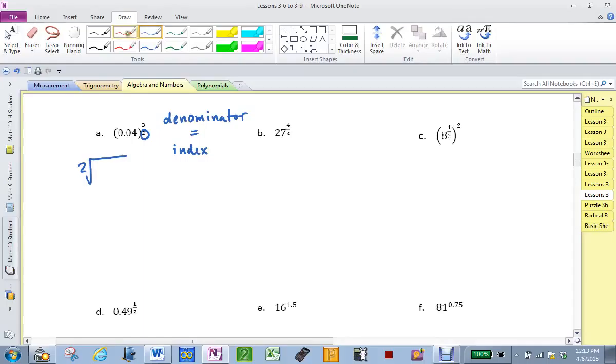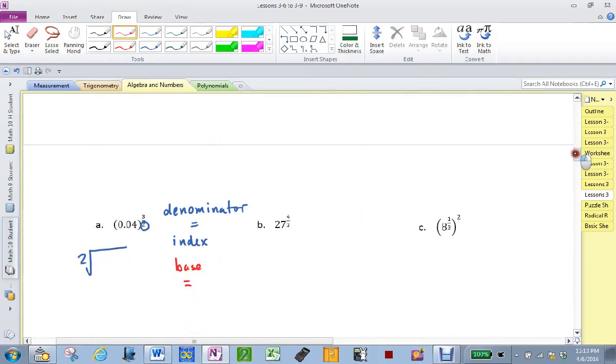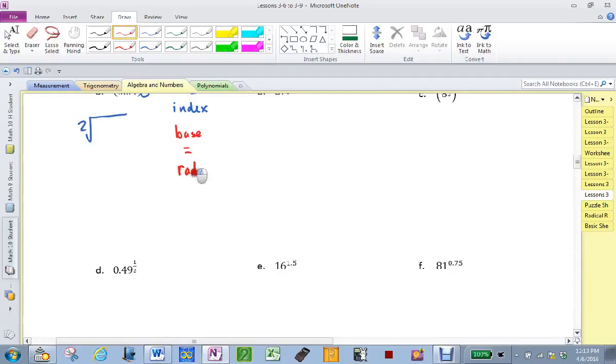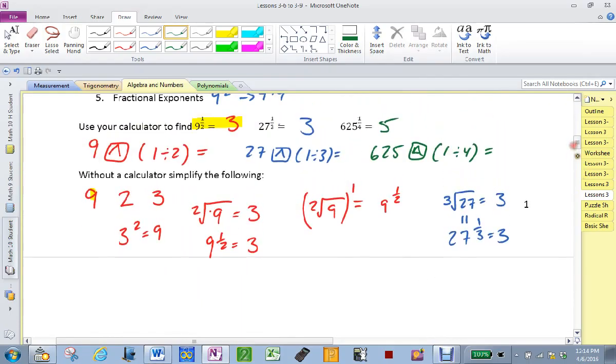Right? The base equals what? We just did this 2 seconds ago. The base became what? Does anybody remember the proper name for that? Radicand. The base becomes the radicand. 0.04. Yes? And the numerator becomes what? We just did it. What did the numerator become? The exponent.